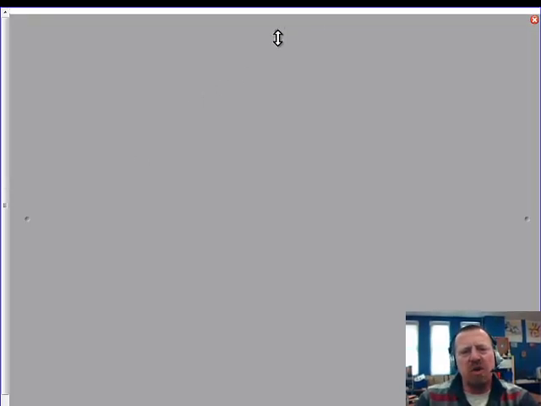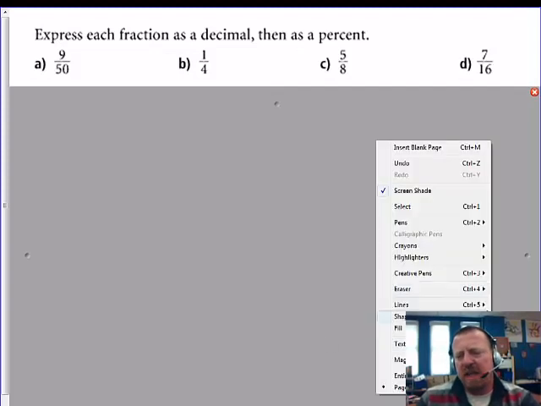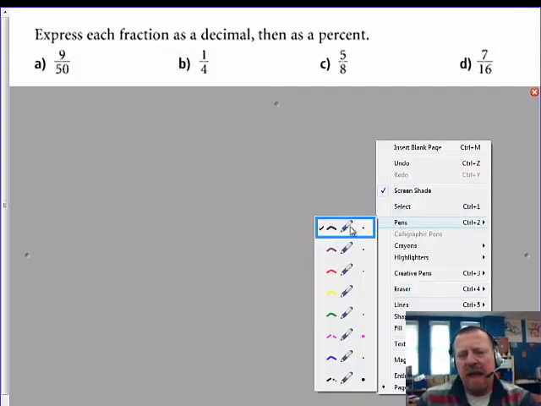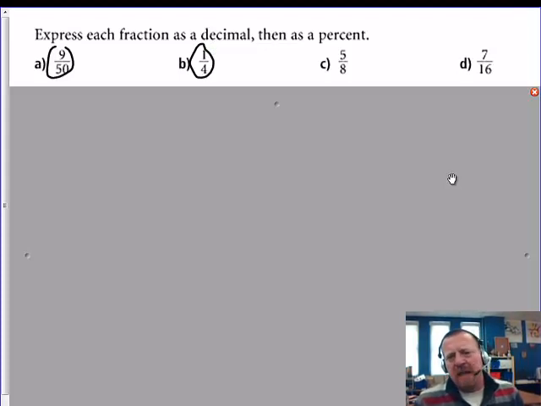Okay, so let me give you a couple of ideas. Let me show you the following. It says express each one of these as both a decimal and then as a percent. Well, you know what? I know some of you are looking at these and saying, "Oh, come on! Some of these things are really easy, like this 9/50ths. I could figure that out with one hand tied behind my back. I can be blindfolded and figure out what 1/4 means. 5/8, 7/16. That's a little harder." But all of them are not as hard as you might think.